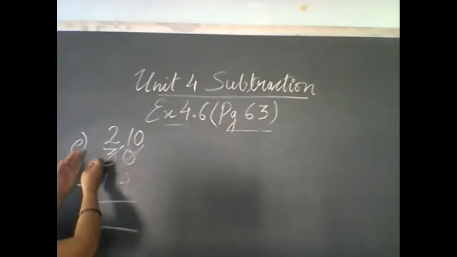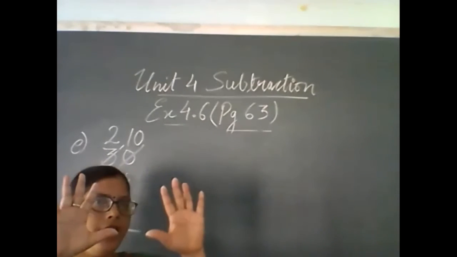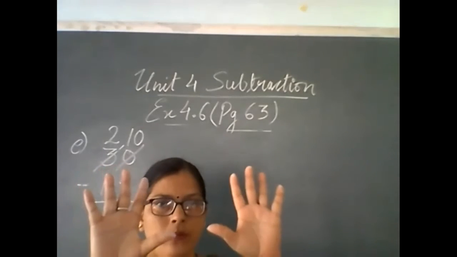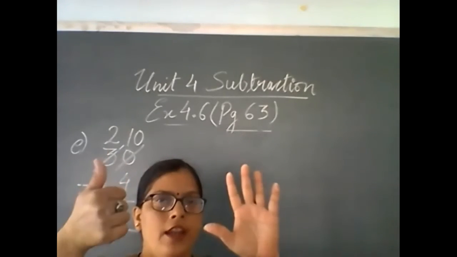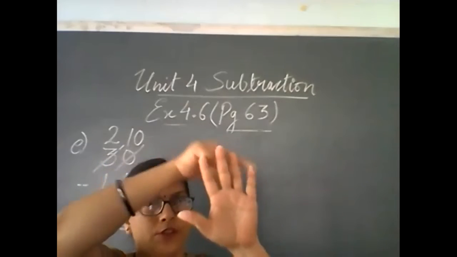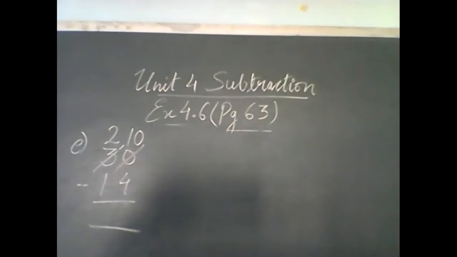When 1 ten goes to the ones place, it gets converted into 10. So now you have to subtract 10 minus 4. You have to take away 4 from 10. Now what is left? The answer is 6.